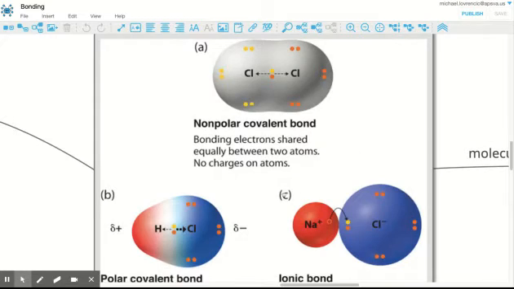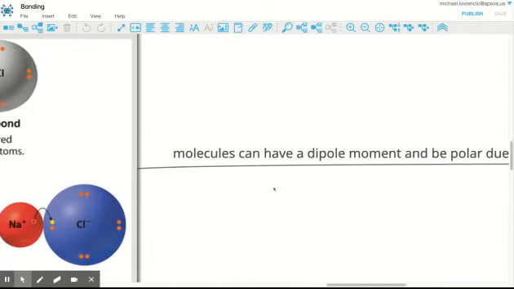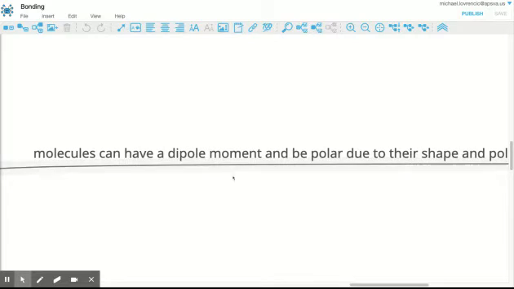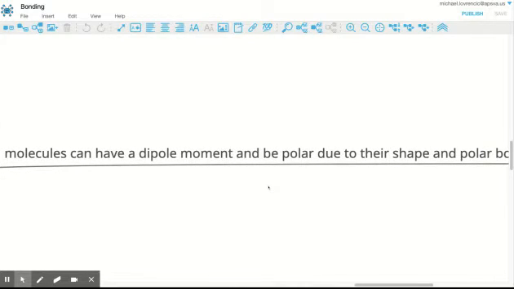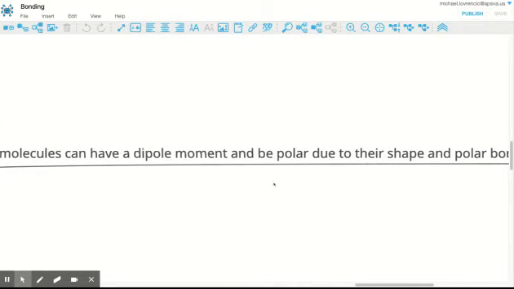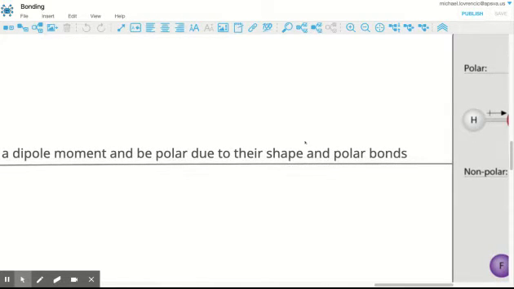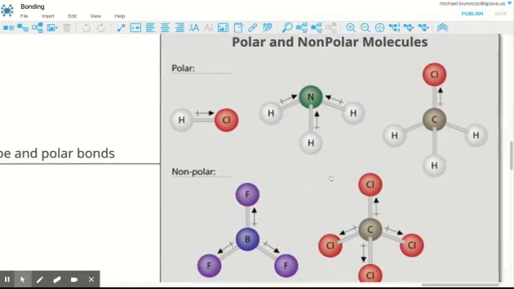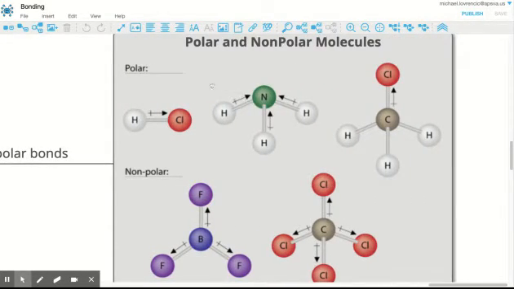Now, when you start having more than two atoms in a bond, you can have molecules that have a dipole moment. In other words, you can have the molecule as a whole be polar. And for that, you really have to take into account not only the polar bonds, but also their shape. We're not going to go into too much detail, but remember that you can have polar molecules where, because of the presence of a polar bond and the lack of symmetry, the molecule itself has a partial negative part and a partial positive part.